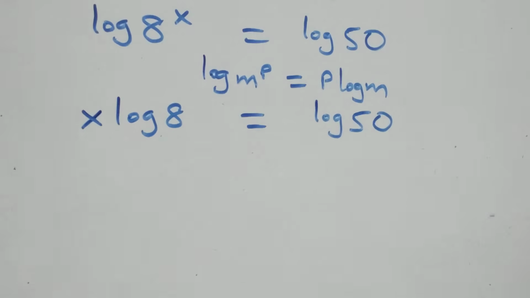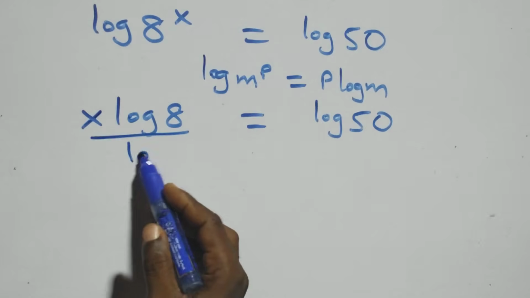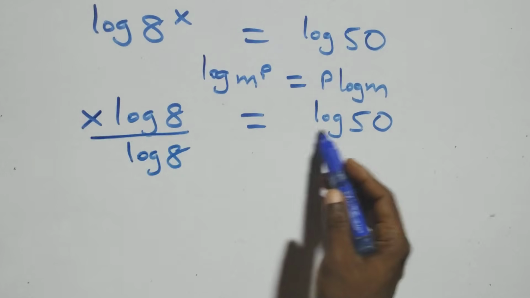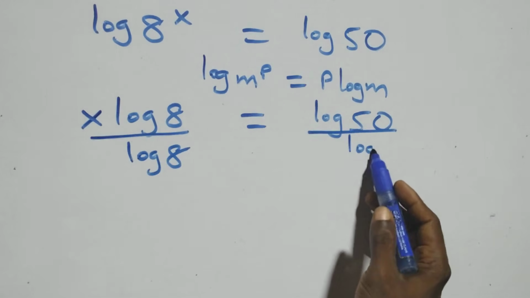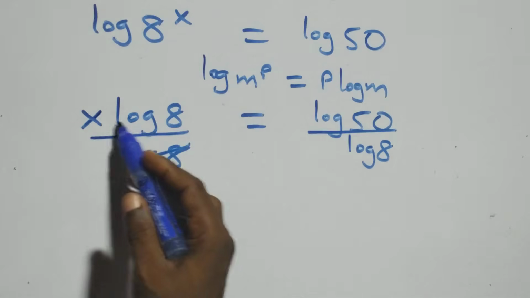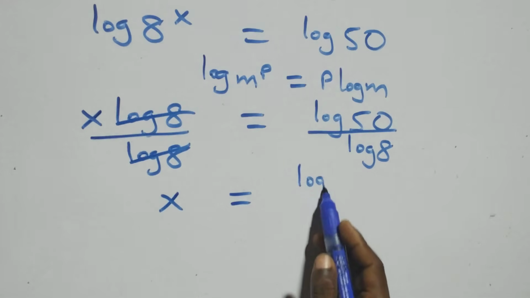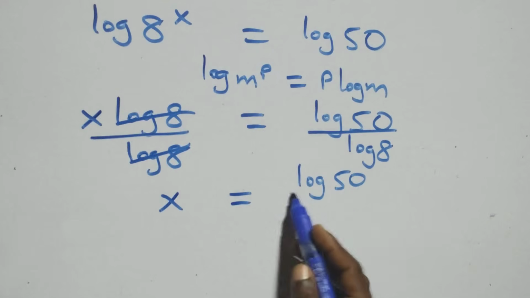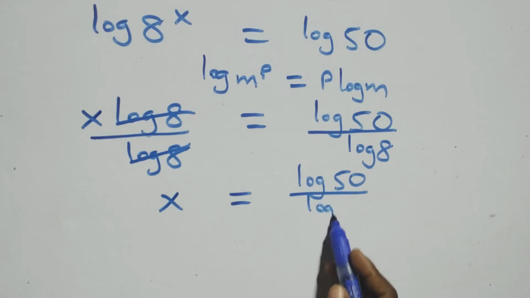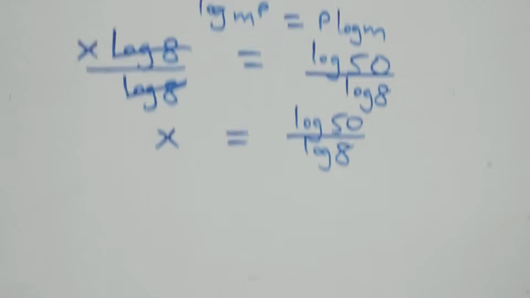The next step, divide both sides by log 8. So divide this side by log 8, also divide this side by log 8. Then here log 8 cancels out. We have x equals log 50 over log 8.